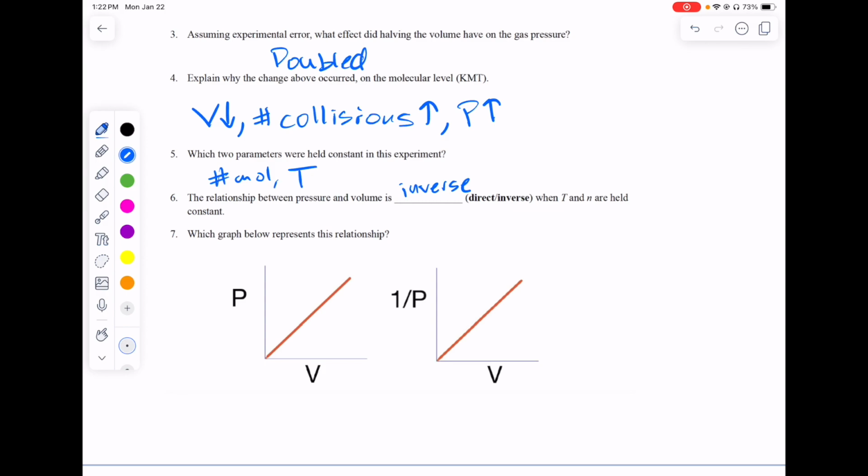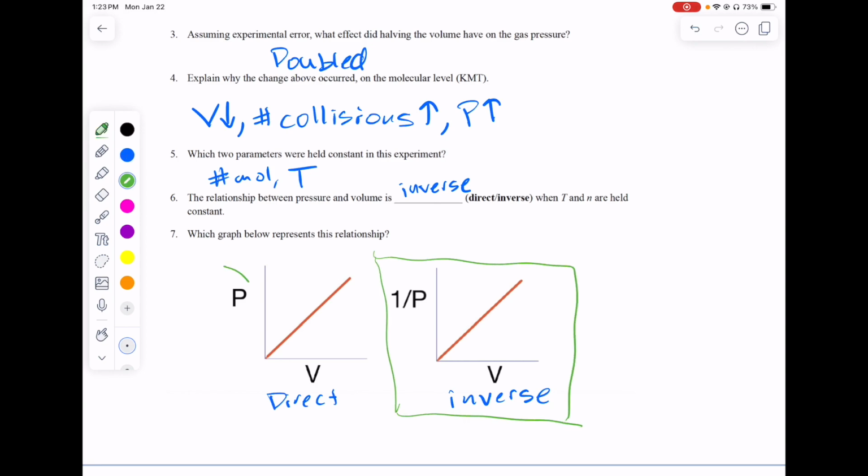The graph on the left shows that as the pressure increases, the volume increases. This would be a direct relationship. The graph on the right shows that as the volume increases, the inverse of pressure increases. This says that pressure and volume are an inverse relationship. We know that pressure and volume is an inverse relationship, so the graph on the right is correct, and the graph on the left is not.